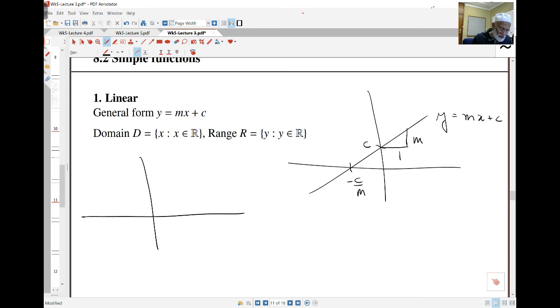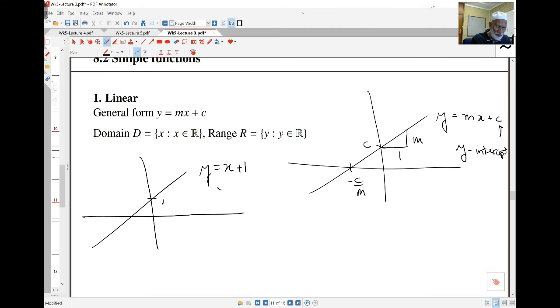Let's take a look at y equals x plus 1. Y equals x plus 1. You can see the slope here is 1. When x is 0, y is equal to 1. So that's the y-intercept. So the c is the y-intercept. And the slope is 1.